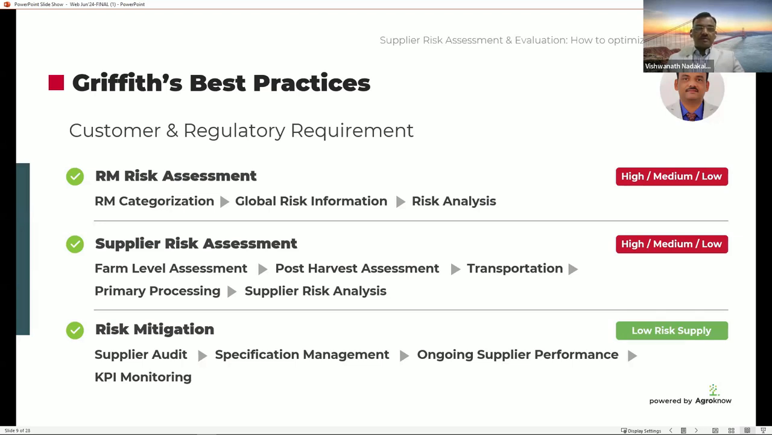So in some of the products, it may end up with a very simple process, but in some of the ingredients, it may take additional processing. A primary processing may happen in one country and secondary processing in another country. So it is very important to know your value chain. What kind of risks are associated at farm level or post-harvest activities, transportation or during storage, or the primary processing, all those things.